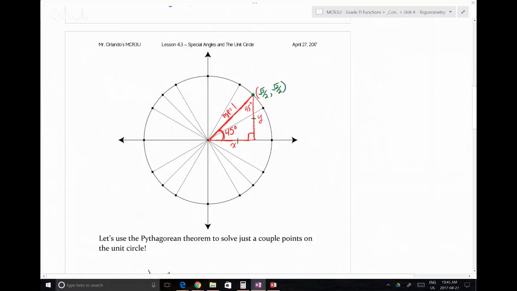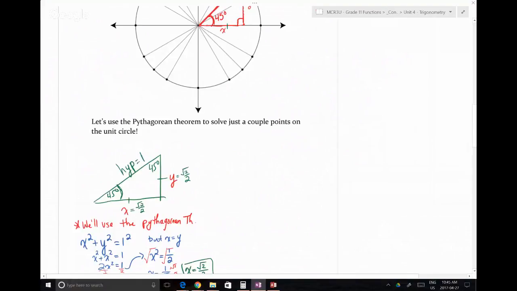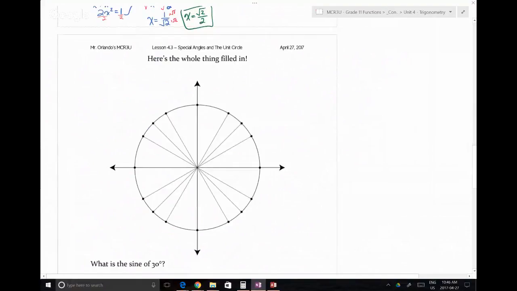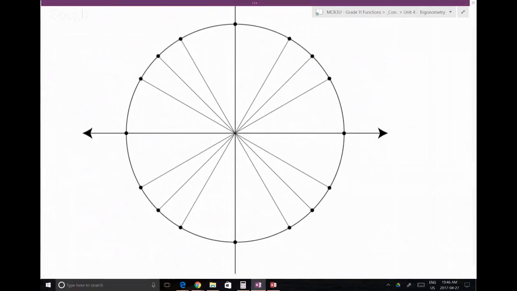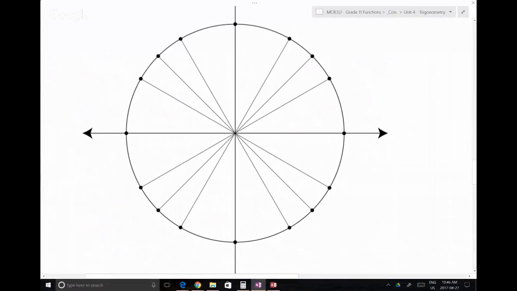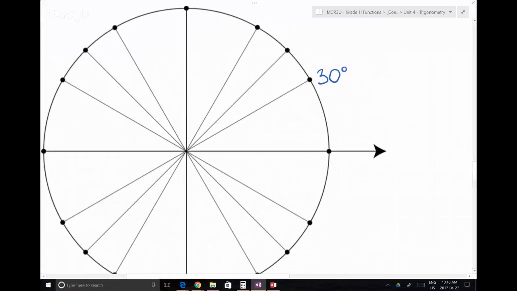But for today, I'm going to give you the coordinates of each point. The reason being, I want to start working with it first, and then we'll develop it later. So at 30 degrees, which is this first point here, we get an angle of 30. We get an x value of root 3 over 2 and a y value of 1 over 2.